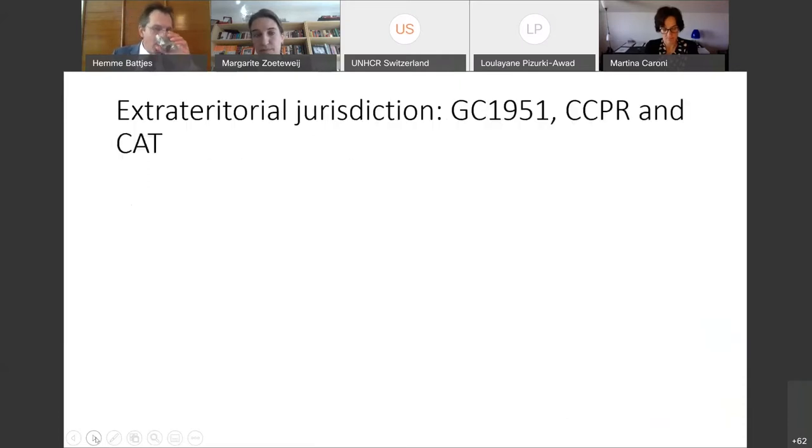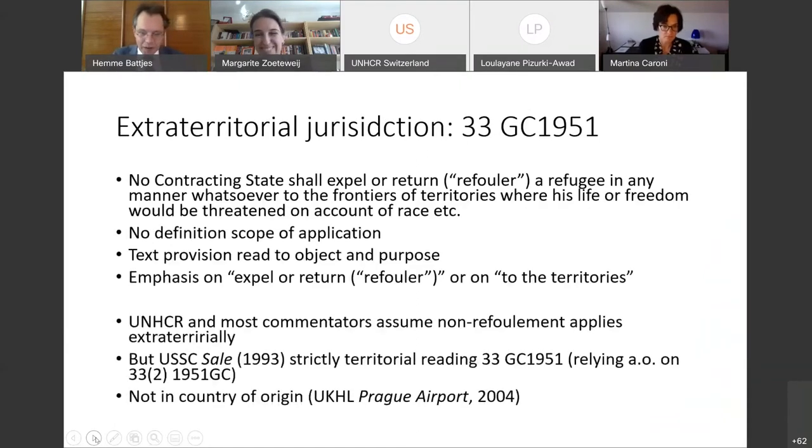Next slide, please. Sorry, next slide. Now, the extraterritorial scope of the prohibition of refoulement was in the 80s and 90s first and foremost debated as regards Article 33 of the Geneva Convention. And different from some other human rights treaties, the Geneva Convention does not have a separate provision defining its scope of application, defining its jurisdiction where it applies. So we have to deduce the jurisdiction, the scope of application ratione loci, on the basis of the text of the provision, read in light of its object and purpose.